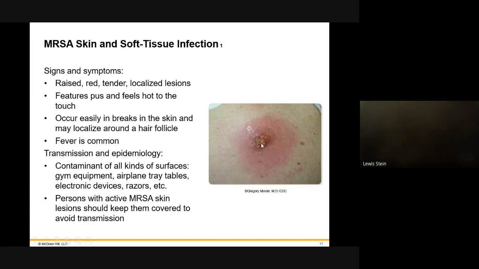Typical pustule that you would see. Raised, red, tender, localized lesions, sores, whatever you call them. Pus, feels hot, breaks in the skin, hair follicles. If it was a hair follicle, we call it folliculitis. Most of the times they open up and drain. If they don't, and it's deeper inside, now they've become something that we used to call a boil. So it's an isolated unit of pus underneath. And then sometimes the fancy name for that was furuncle.